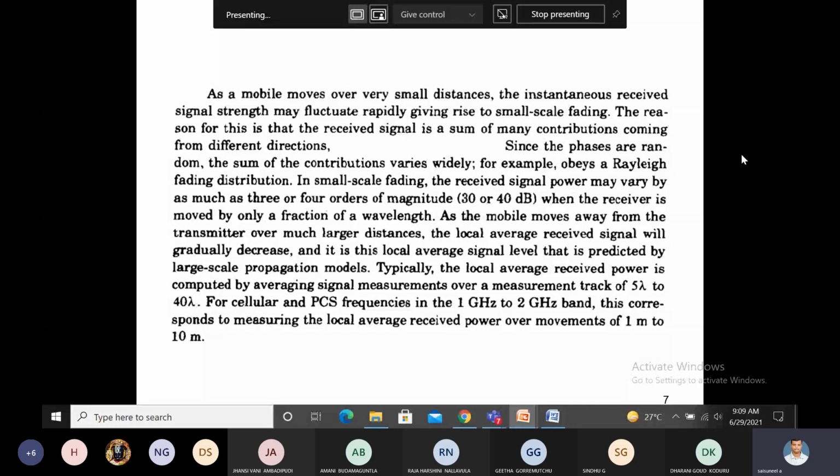Suppose we are in urban areas. Suppose we are inside the home. We get very little signal strength. When we move out from the home, the signal strength automatically increases.